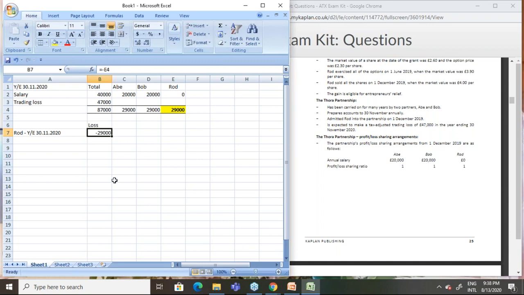But the loss attributable to each tax year depends on the basis of assessment rules. Now, he joined the partnership. One second, guys.